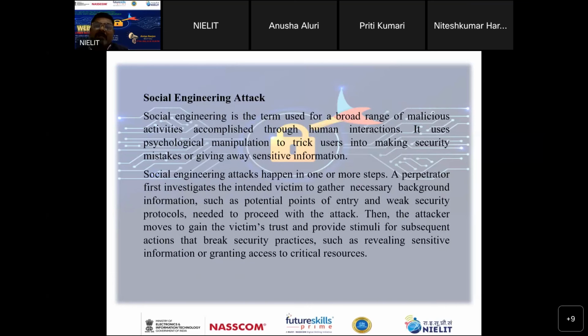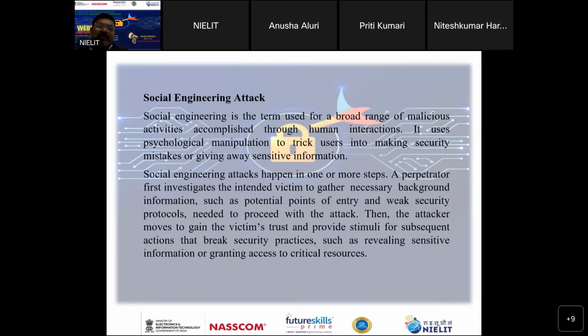Next is social engineering attack. Social engineering is a term used for a broad range of malicious activities accomplished through human interaction. It uses psychological manipulation to trick users into making security mistakes or giving away sensitive information.